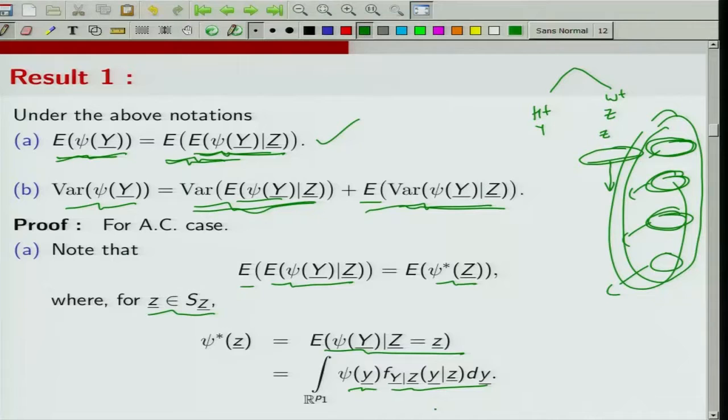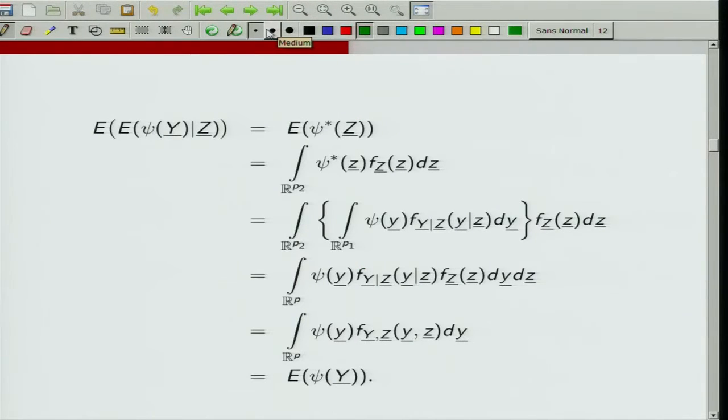So, now I have to find expected value of psi star Z. This is nothing but the integral of psi star z times f_Z(z) dz. Psi star z I have found out, and I have to integrate it over here. So, I put one integral and then f_Z(z), and that is what I do next. So, expected value of psi(Y) given Z, its expectation is the expected value of psi star Z, which is the same as the integral of psi star z f_Z(z) dz.